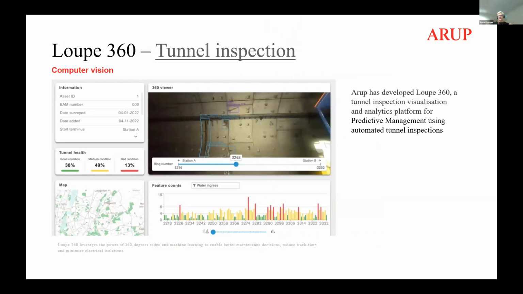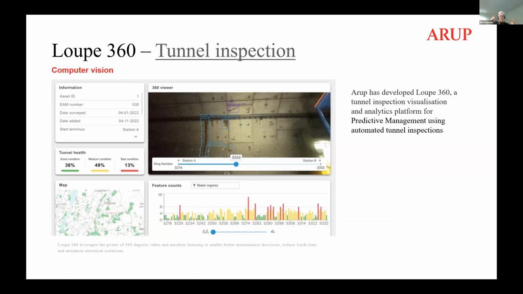Loop 360, which is Arup's tunnel inspection tool. So we developed Loop 360 to inspect the inside of tunnels. It's 360 cameras and LiDAR, I think, on a trolley that runs through the actual tunnel and takes pictures and video of the whole tunnel system.